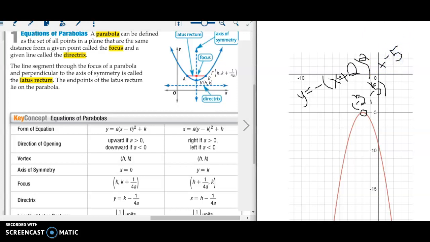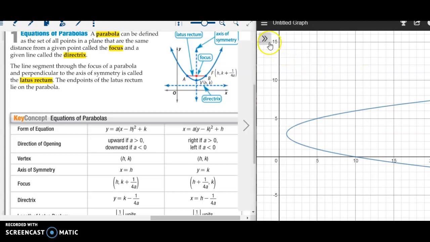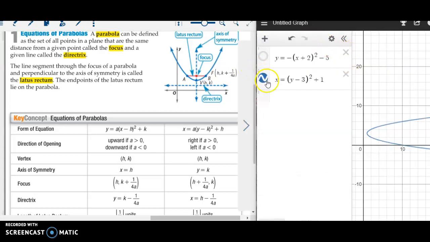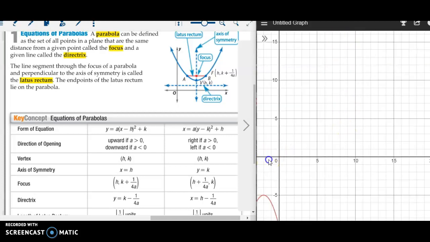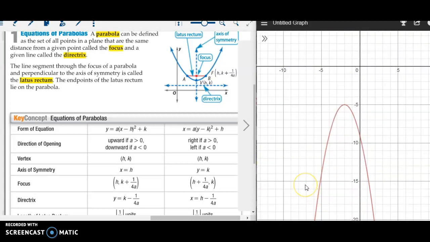Okay, so let's check out, I do have that actually graphed over here. So you can see where it says y equals negative, parentheses x plus 2 squared minus 5. That is the equation we got. And here's what it looks like. Okay, let's try another one.